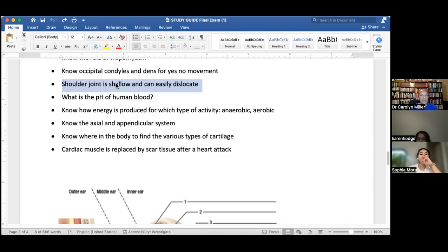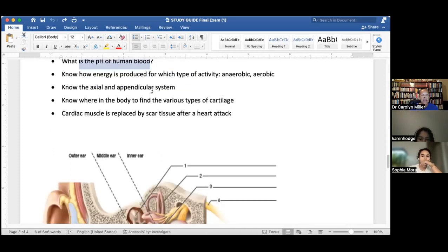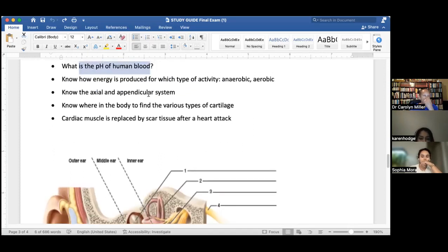So the shoulder joint, yes, it is shallow, and yes, it can easily dislocate. The pH of blood is slightly basic, 7.4. Know how energy is produced for which type of activity.